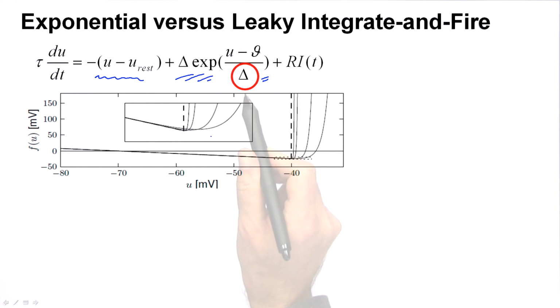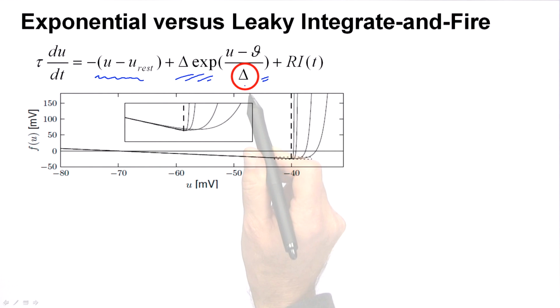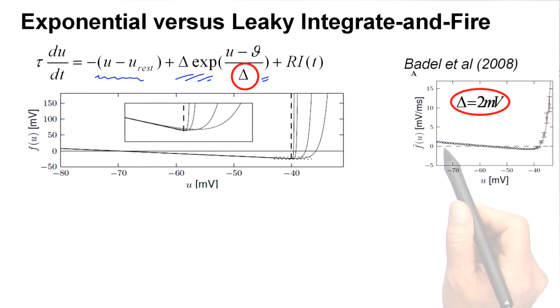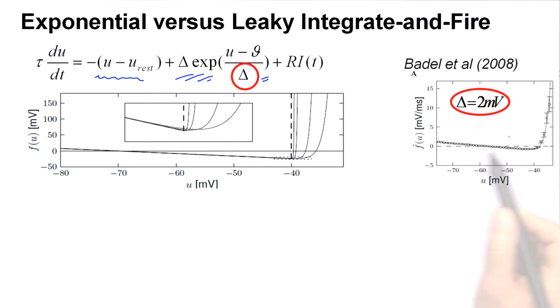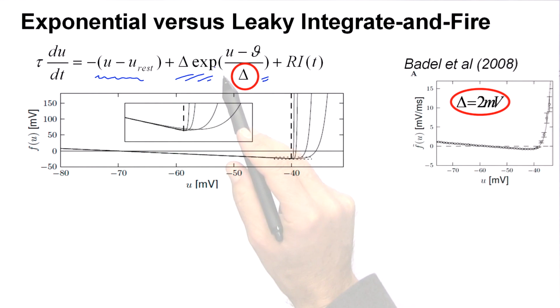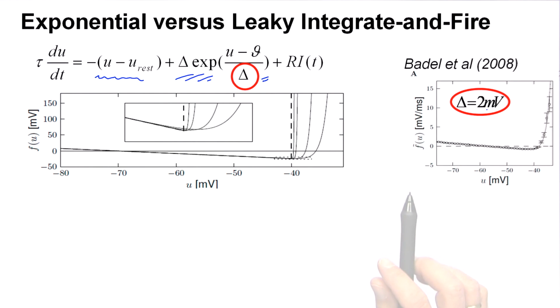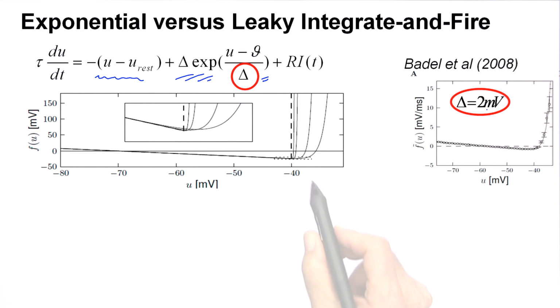Now, this is a parameter of the model. If you measure the curve, the nonlinearity of the exponential integrate-and-fire, and you fit with this linear plus exponential term, you find a delta in the range of 2 millivolt. That's not a lot. That means it's really a sharp transition up here.